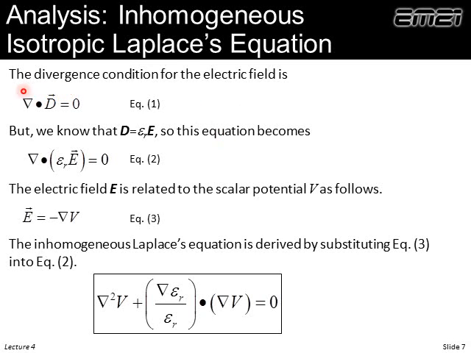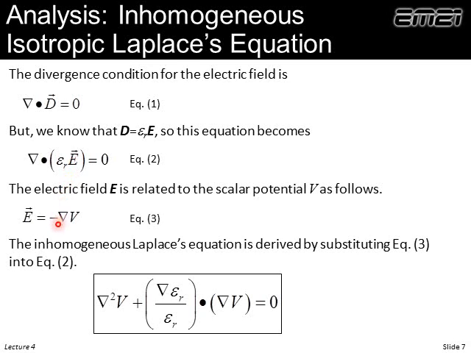So we start with the divergence equation. We set the charge to 0, no free charges. We have our constitutive relation, D equals epsilon E. And we substitute that in, and now we have a different divergence equation in terms of the electric field E instead of D.